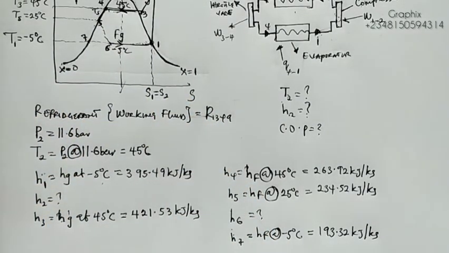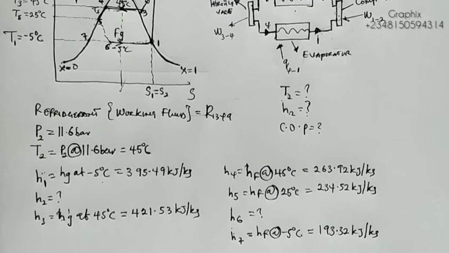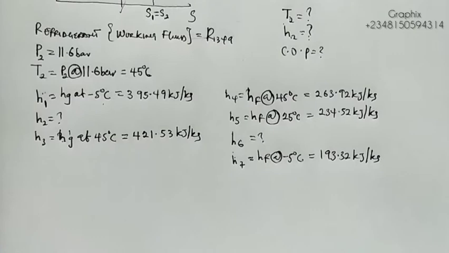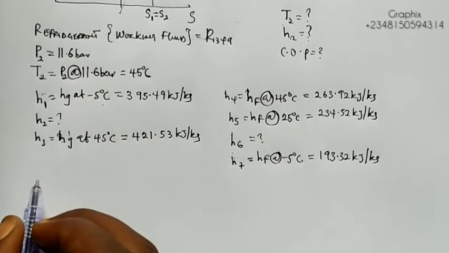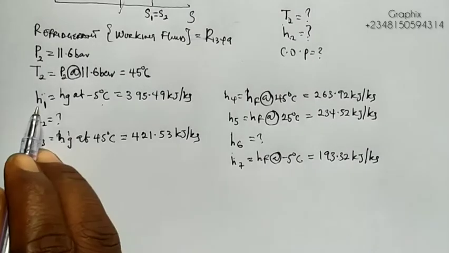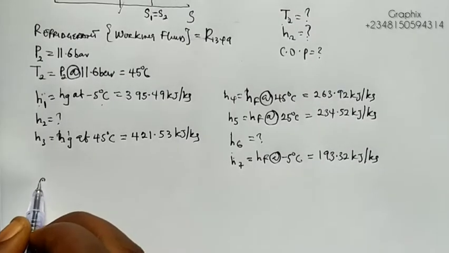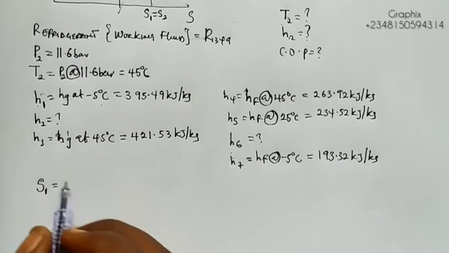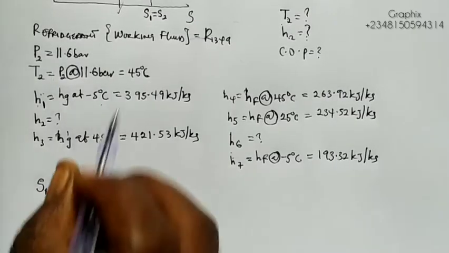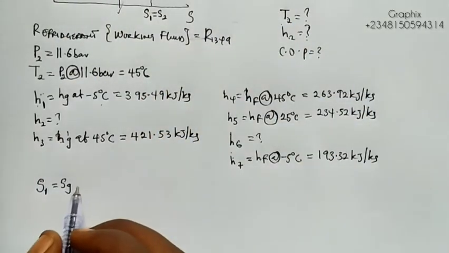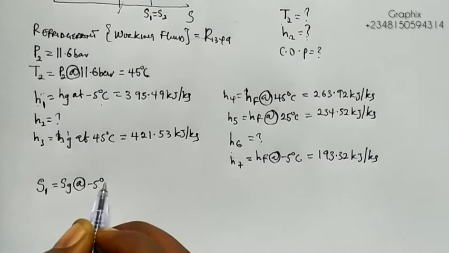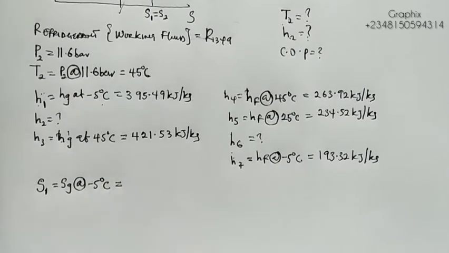After calculating for the enthalpy, then we'll go for entropy also, right? So entropy is always represented using S. So just like we've done here, we'll look for S1, since we have H1, automatically we have S1. And S1 will also be SG, right? Because anything 1 falls on the right hand side. So the same temperature, SG at minus 5 degrees Celsius.